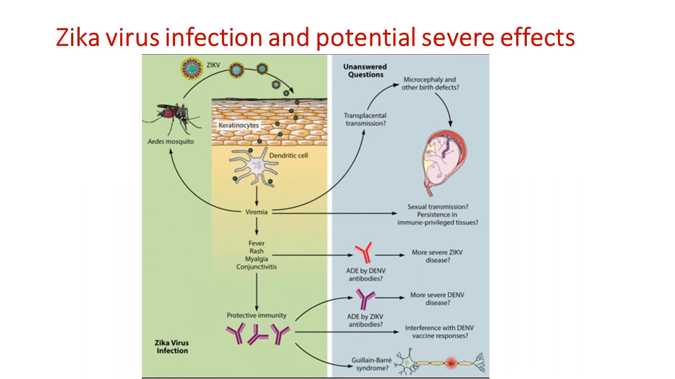The second possibility is that if the patient is a female and carries a baby, then there is a possibility of transplacental transmission, and whether the child also has the infection needs to be tested. And if there is sexual transmission, that also needs to be tested.